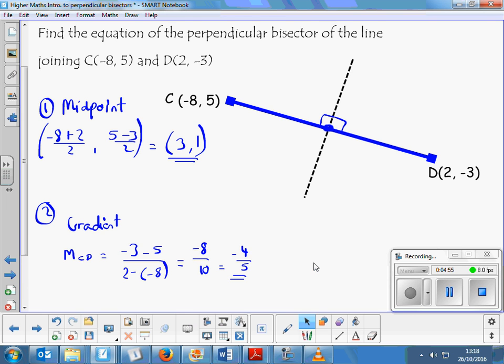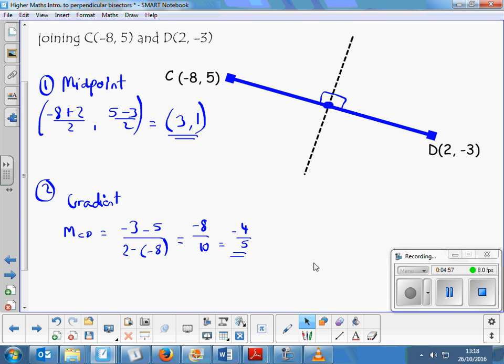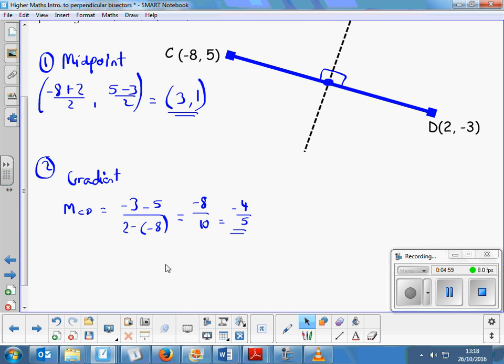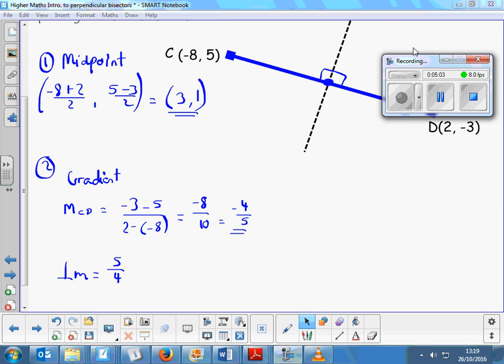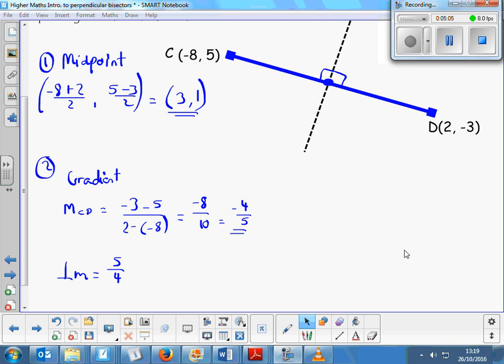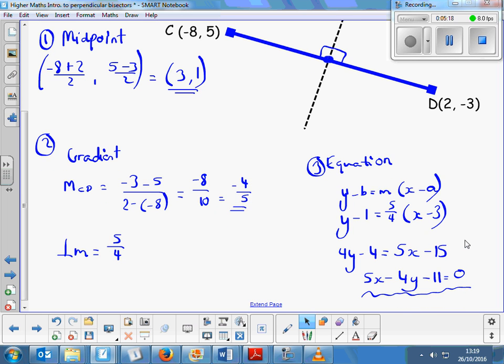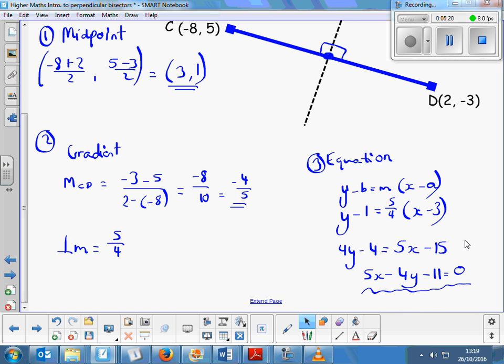Okay, so we should get our original gradient of CD as being negative 4 over 5. So therefore our perpendicular gradient will be 5 over 4. So our last step in this is to state the equation. So that's what we're going to do just now. We've got our point and we've got our gradient. So if you want to pause it, if you haven't already written your equation, do that now, and I'm going to reveal the equation. We should have 5x minus 4y minus 11 is equal to 0.